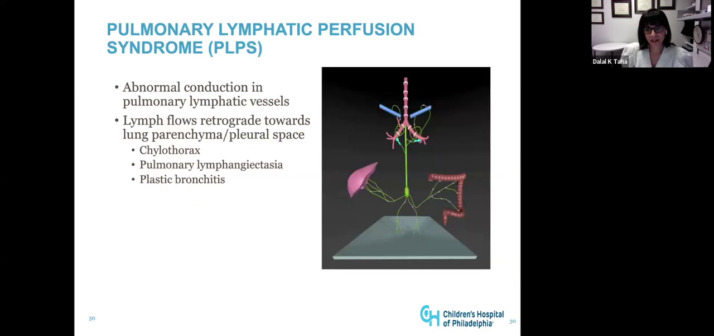So, just a schematic of pulmonary lymphatic perfusion syndrome. The lymph is going up the thoracic duct instead of making it into the venous system. It goes out into the lungs and can cause chylothorax or pulmonary lymphangiectasia. And if you have older patients, especially ones who've undergone cardiac surgery, like Fontan surgery, they can present with plastic bronchitis. I mention that because when you image them with DCMRL, it looks all the same. So it really depends on the patient and their age for how it's going to translate into their clinical phenotype.